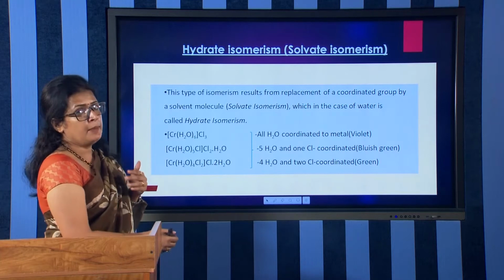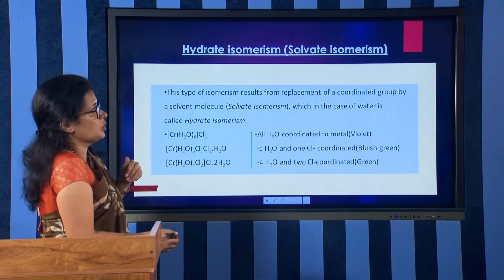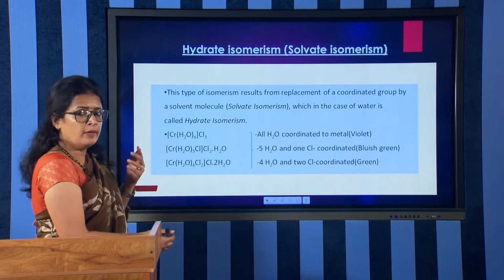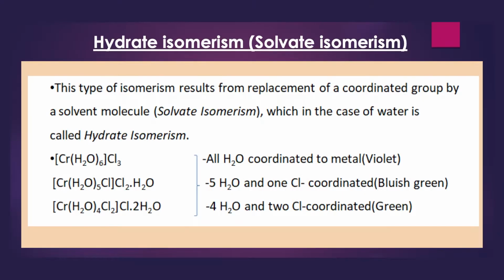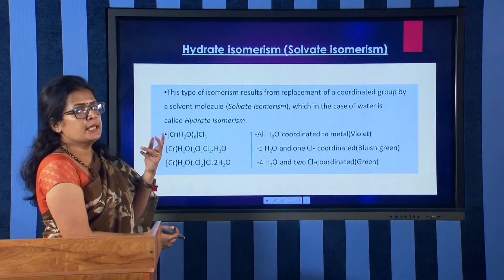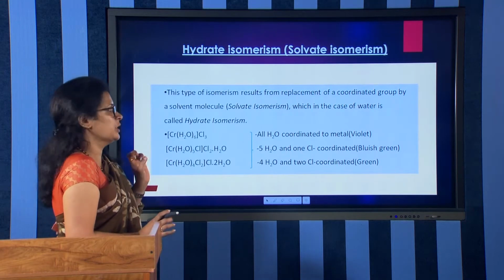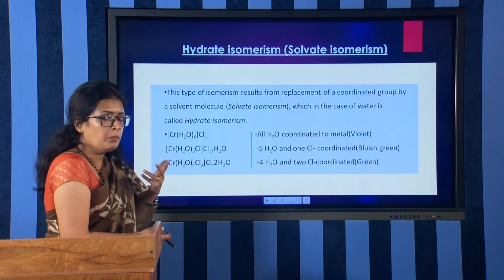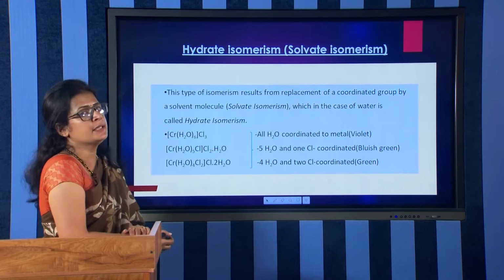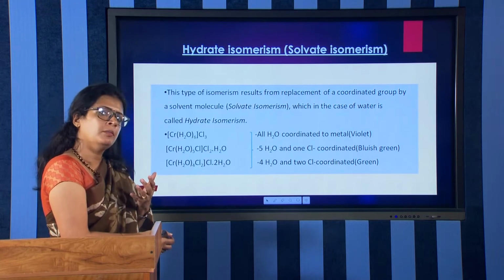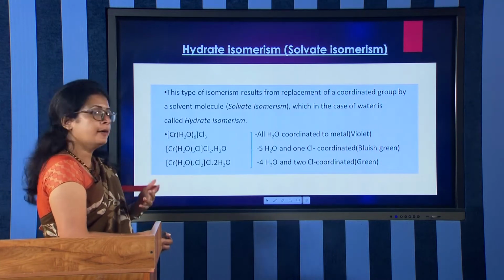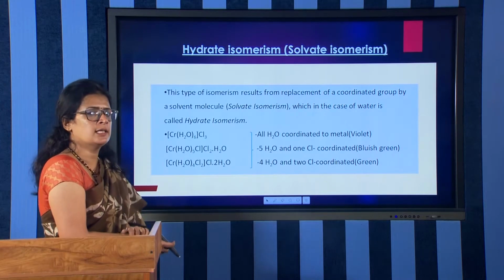Now, the second type of structural isomerism is hydrate isomerism. It is otherwise called solvate isomerism also. This type of isomerism results from the replacement of a coordinated group by a solvent molecule, and that is why it is called solvate isomerism. That is, here we are replacing a group with a solvent molecule in the coordination sphere. When the solvent molecule is water, it is called hydrate isomerism, or generally you can call it solvate isomerism.